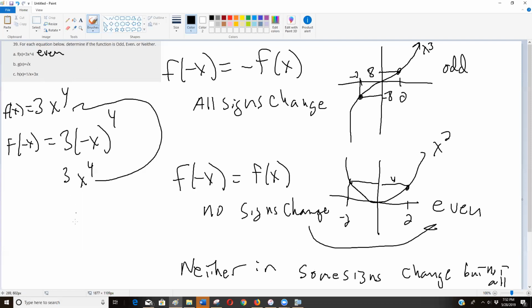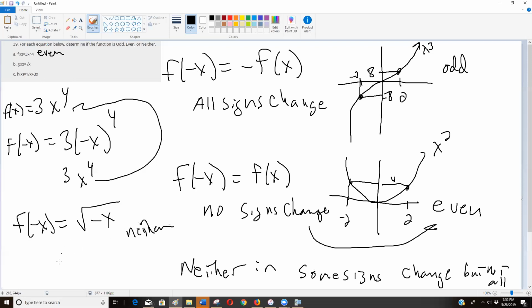So then I have the square root of x. So what's f of negative x? Well, I can't take the square root of a negative number. This is neither even nor odd. Part of it's because negative numbers aren't in the domain.